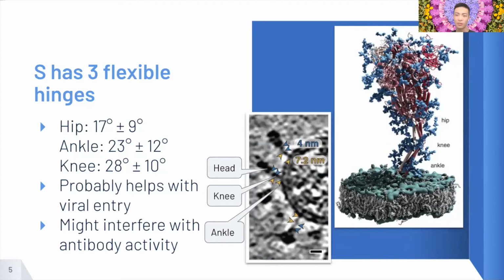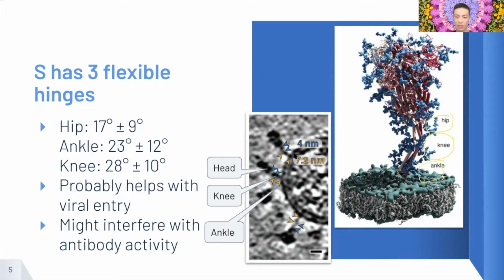The first takeaway from this paper is that S has three flexible hinges, which is quite amazing. Because these are scientists, they gave them extremely creative names. First, you have the hip, then the knee, and then the ankle at the base. Let me turn on the annotation so I can draw on this. So you have the hip up here, and then the knee, and then the ankle.